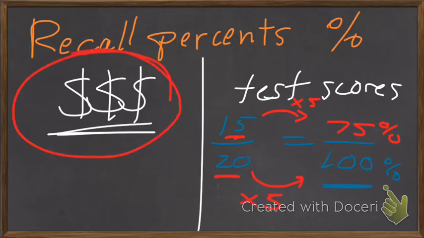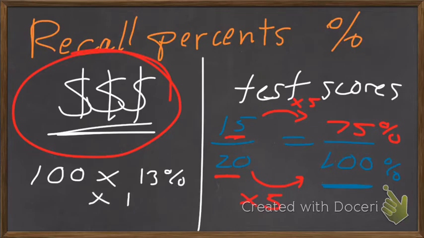And when we come to our money issue, when we buy things, sometimes things are on sale, and sometimes you have to pay tax on top of them. So if something costs you $100 and you wanted to know how much the tax is, you're going to multiply that by 13%, which is really multiplying by 1.13. And that'll give you a total of $113.